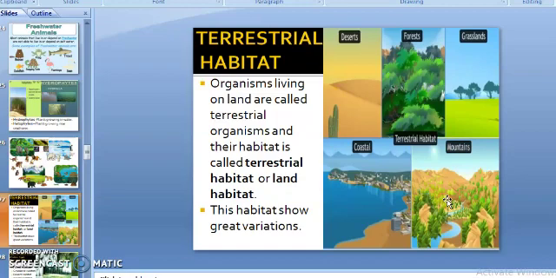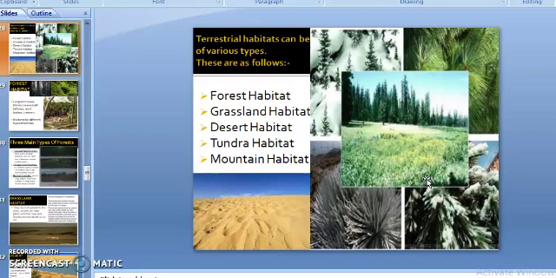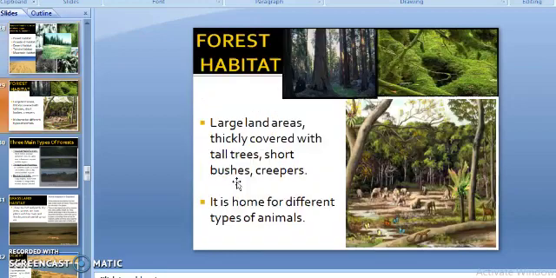Terrestrial habitats show great variations, which is quite clear from this picture. Great variations as in climatic conditions, temperature, rainfall, structure of the land. So they show various variations. Based on these variations, terrestrial habitats can be of various types. Forest habitat, grassland habitat, desert habitat, tundra habitat, and mountain habitat. Now let's discuss all of them in detail.